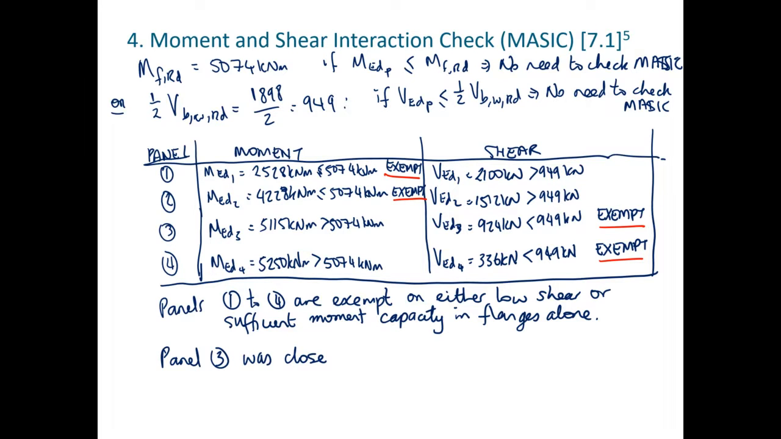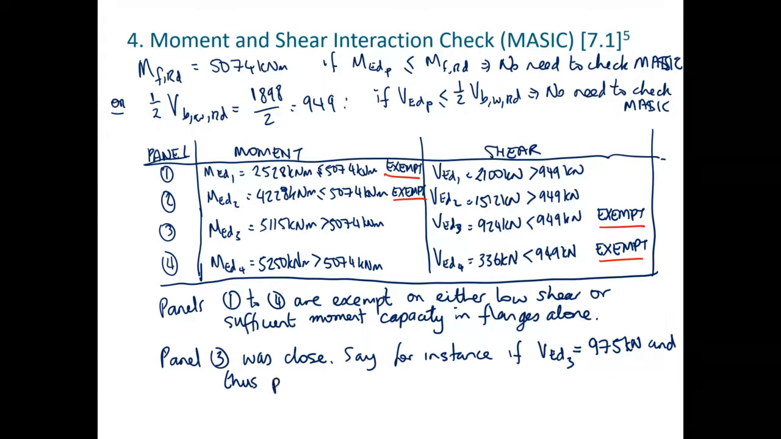What would happen if it wasn't? So what would happen if the shear demand was higher than the capacity for panel 3? So let's say, for instance, it's higher. If the VED of panel 3 was equal to 975 kilonewtons, then it's not exempt.